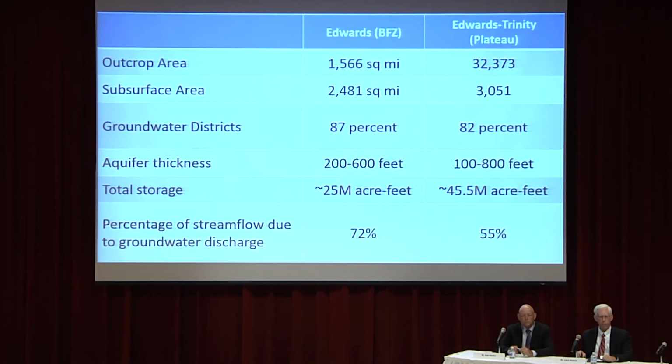A few other facts about these aquifers. The first two rows talk about the outcrop and subsurface area. I already pointed out, if you look at the Edwards-Balcones Fault Zone, you'll see that they're both small, and there isn't a great deal of difference between the subsurface and outcrop area. But if you look over to the Edwards Plateau, you'll see the outcrop area extends over 10 times the area of the subcrop. Groundwater districts cover the vast majority of both those areas, so there's groundwater management occurring in both those areas. There's a few exceptions.